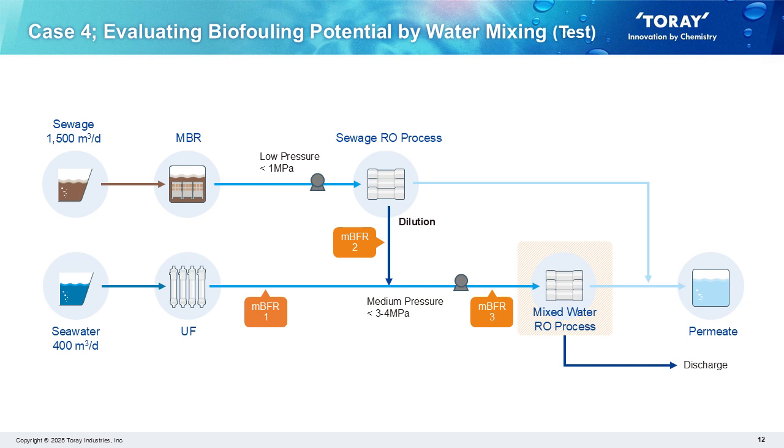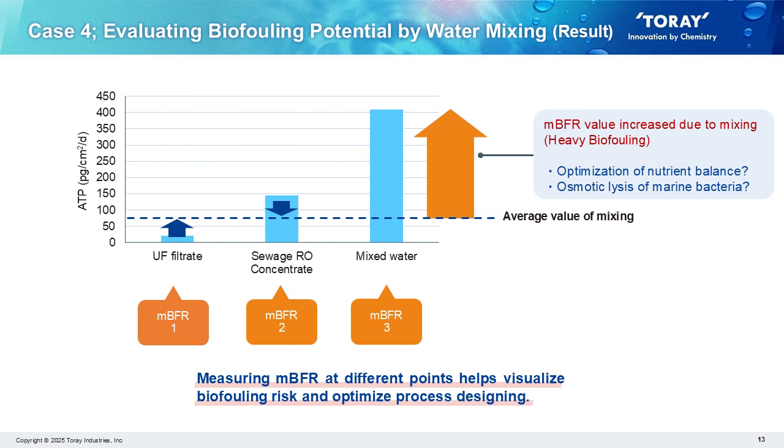mBFR was measured at 3 points. Number 1 is UF treated seawater, number 2 is sewage RO concentrate, and number 3 is mixed water. Case 4, result. mBFR values of the mixed water, which combined UF treated seawater and treated wastewater, were significantly higher than the average of the two. Consequently, due to heavy biofouling, frequent cleaning was required for this RO system.